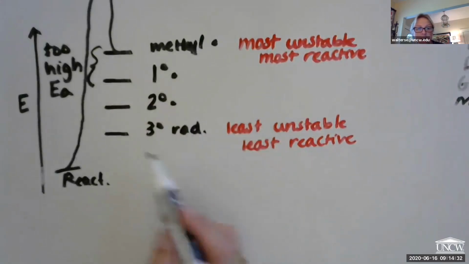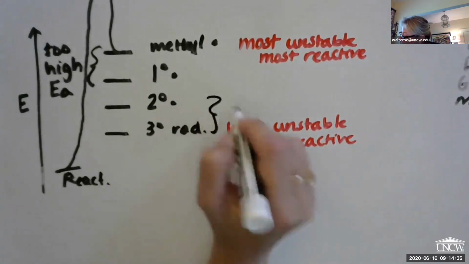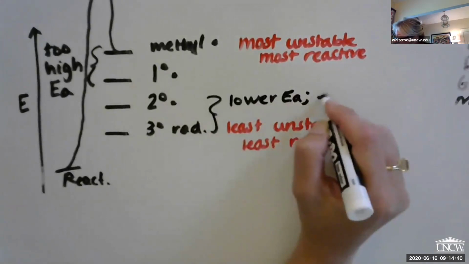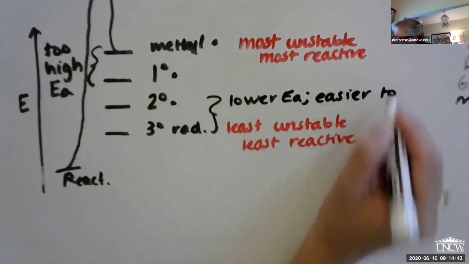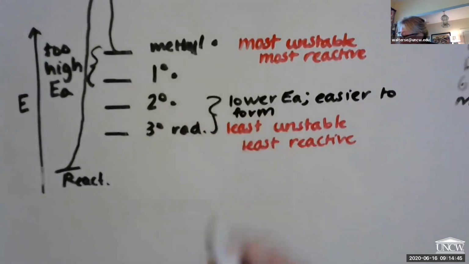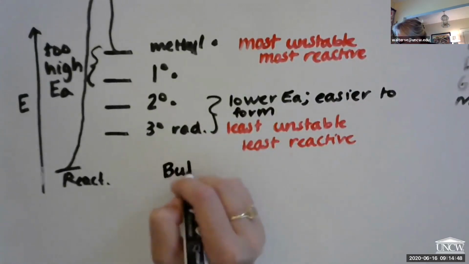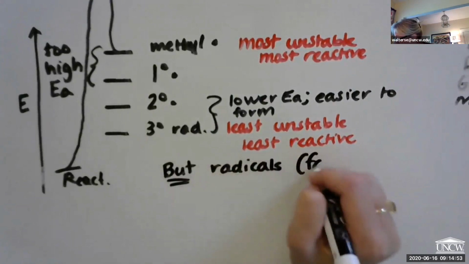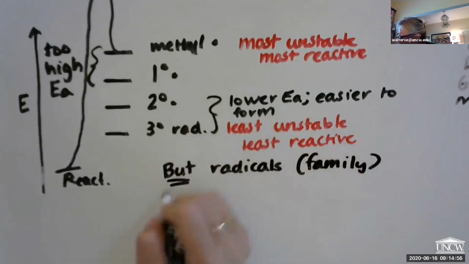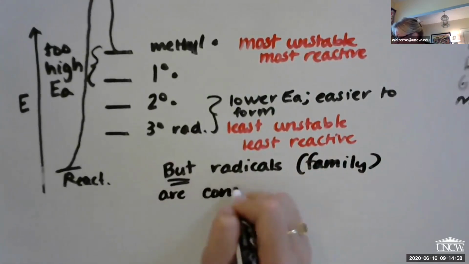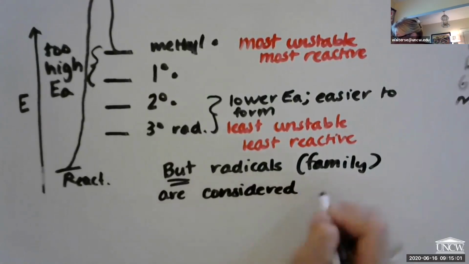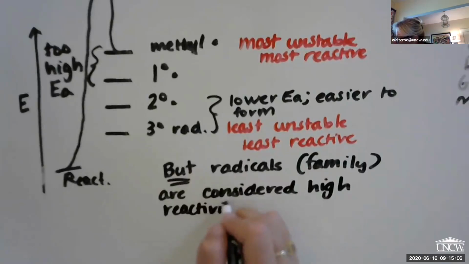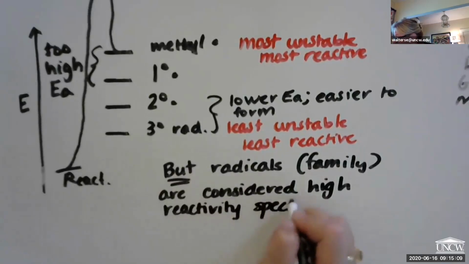Whereas secondary and tertiary radicals are going to have lower activation energies, which is going to make them easier to form. But radicals as a family are considered high reactivity species because electrons like to have a partner.